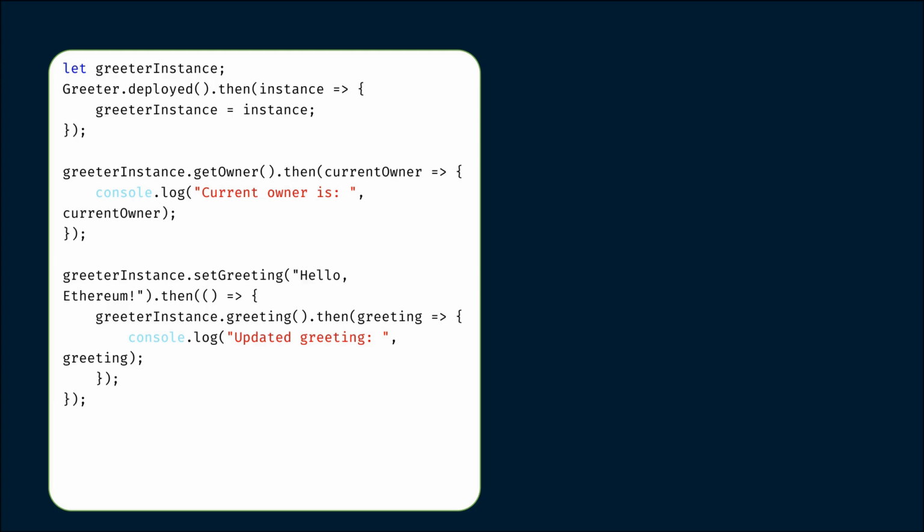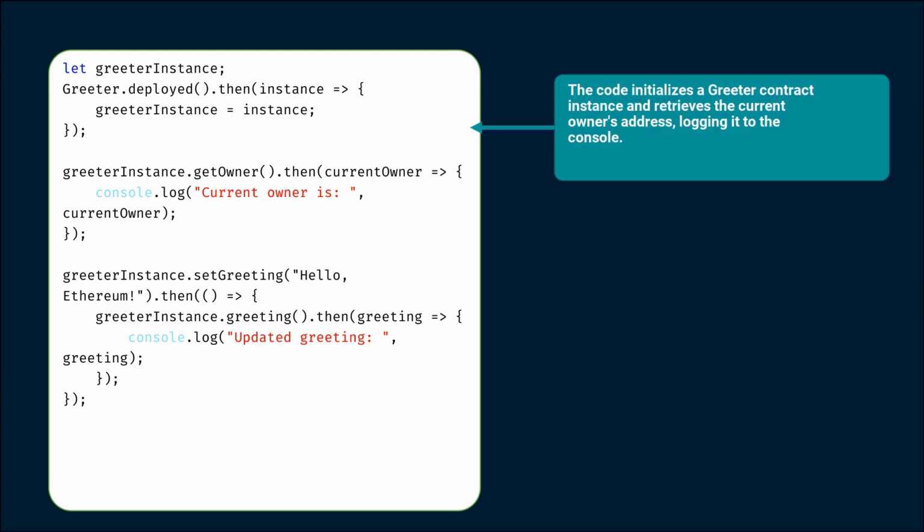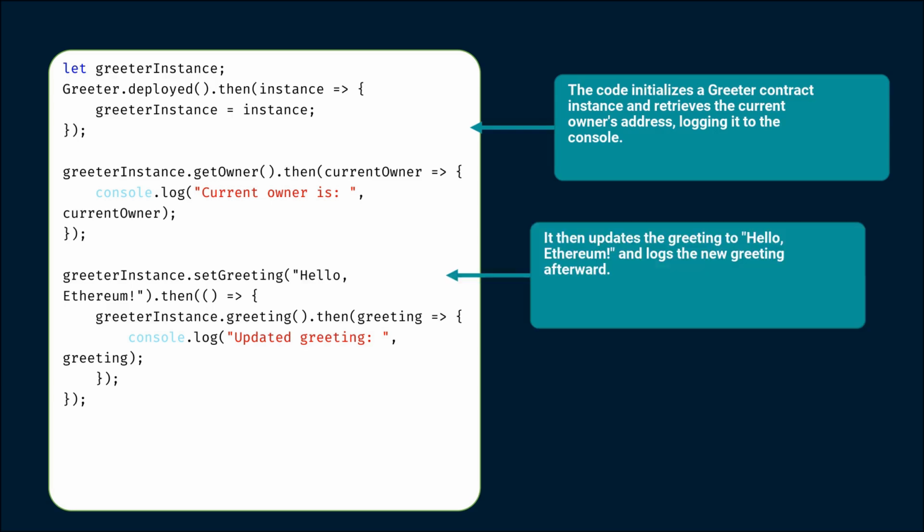Now let's take a look at how we can interact with our newly implemented Greeter contract in the Truffle console. First, we need to retrieve the deployed instance of the Greeter contract. By calling Greeter.deployed, we obtain the contract instance, which allows us to interact with its methods. We store this instance in a variable, greeterInstance, for use in subsequent calls.